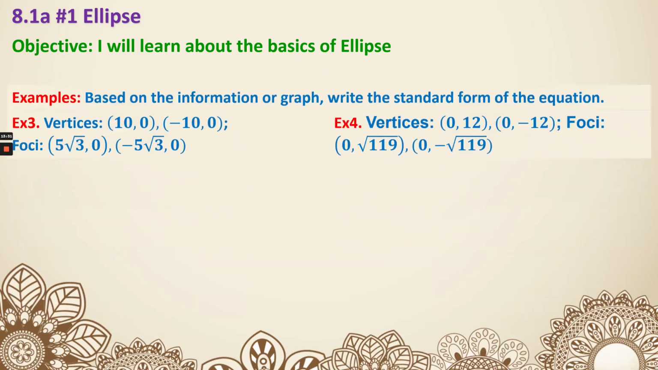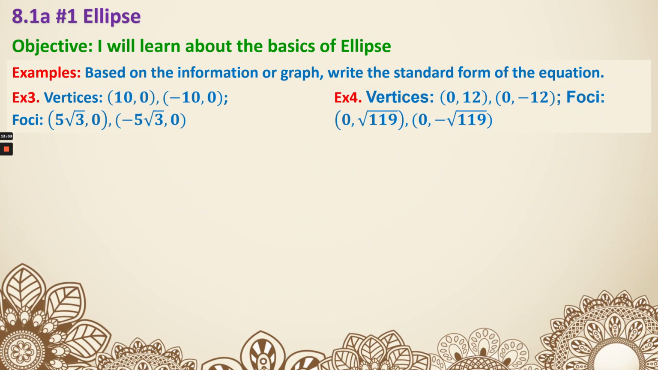Moving on, example 3. This time you are given the vertices and the foci. Look at the vertices, you see the numbers are 10 and negative 10. It is asking you to write the standard form of the equation. So with 2 given vertices, we can easily identify the center. The center is going to be the midpoint of the vertices, so 0, 0.